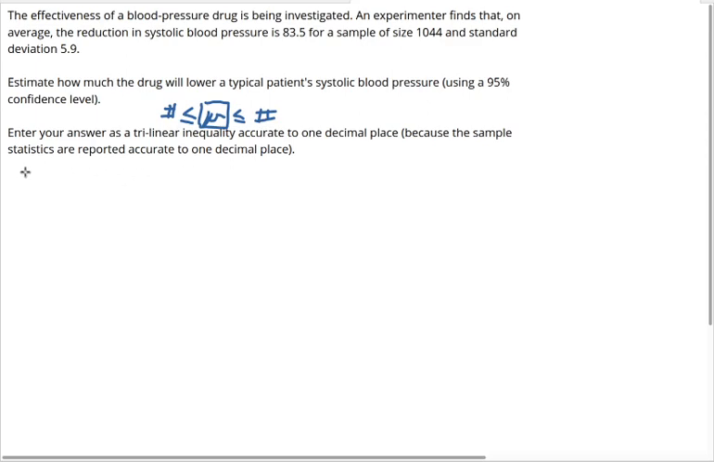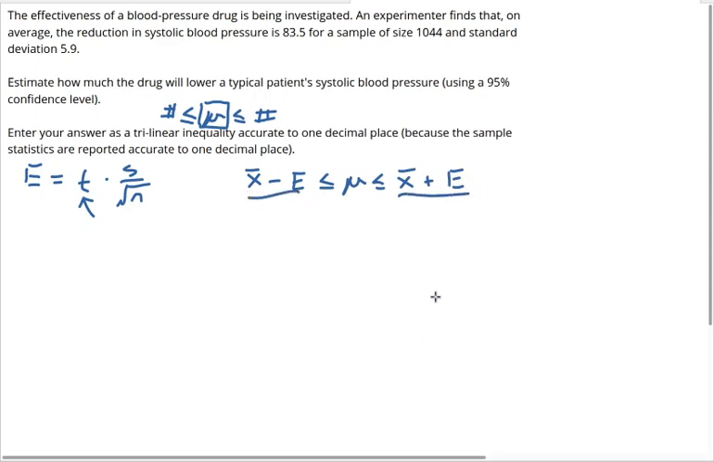Now, the first thing we're going to do, and maybe I should say the second thing, is find the margin of error, which is our t critical value times the standard deviation divided by the square root of n. But the first thing we have to do is find that t. And once we have the critical t value, and then our margin of error, we simply plug it in to our formula. We subtract the margin of error from our sample mean, and that's our lower number for that inequality. Then we do the same thing on the other side, but this time we add our margin of error. Those two numbers will be the answers that we enter.